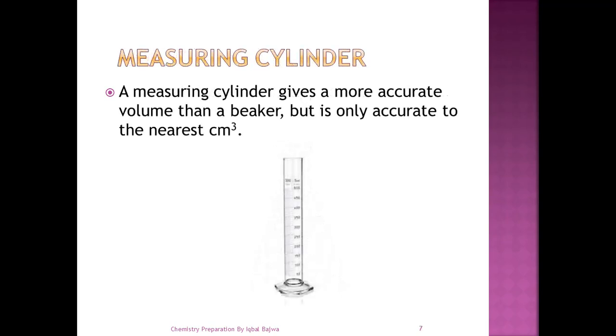Measuring cylinder. A measuring cylinder gives a more accurate volume than a beaker, but is only accurate to the nearest centimeter cube. Now this is the shape, the look of the measuring cylinder you can see.